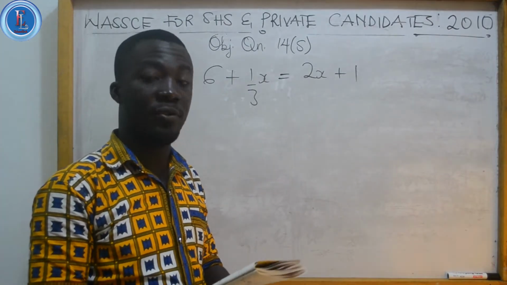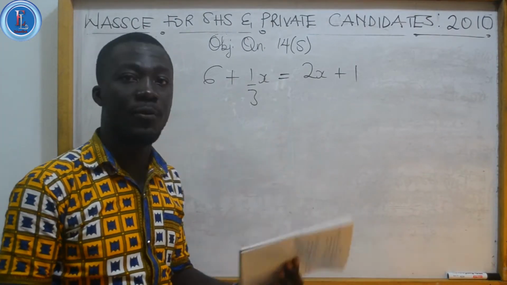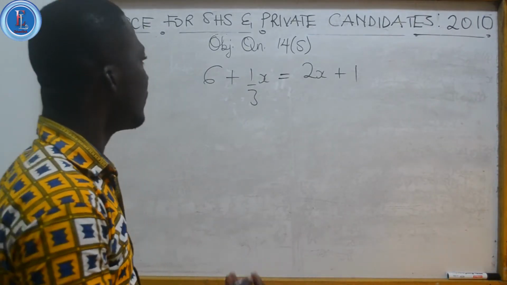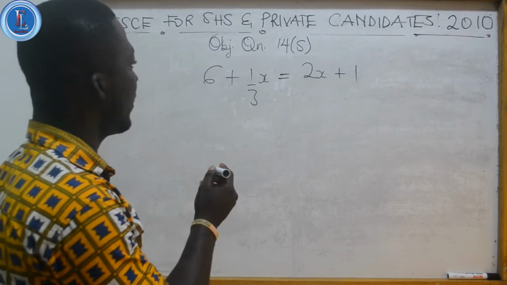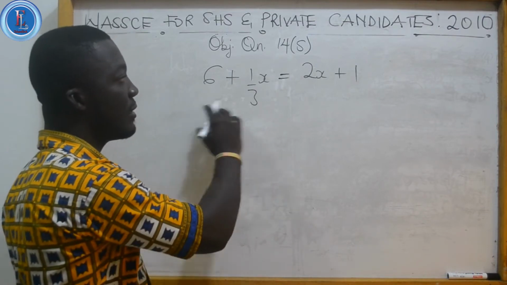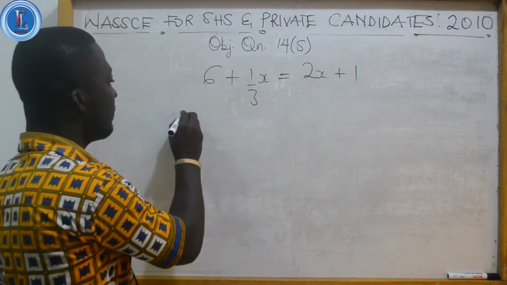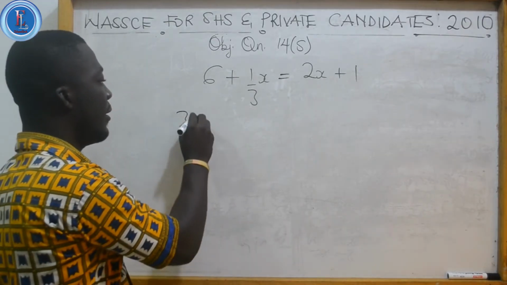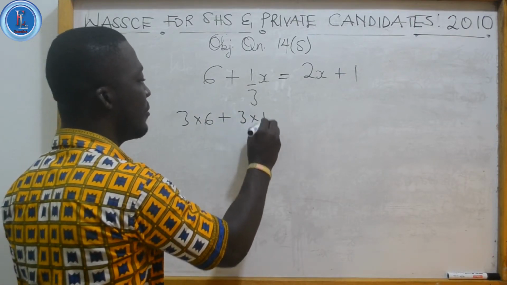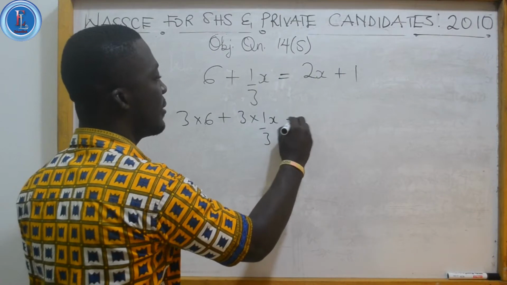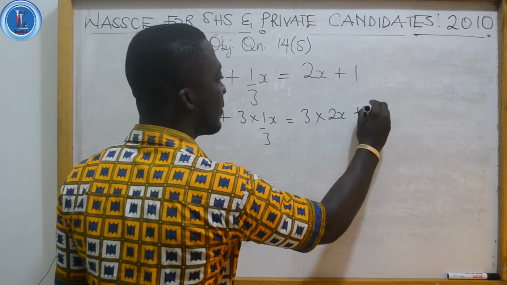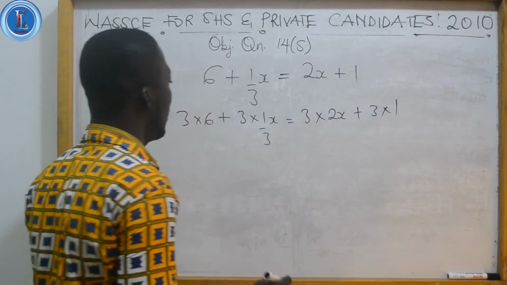Now we have been able to write our statement in an equation. We can now continue to solve for our answer. In this, we can find the least common denominator amongst the 4 terms we have here. When we look at it, it is 3. So multiply the least common denominator, which is 3, by each of the terms. So 3 times 6 plus 3 times 1/3 of x is equal to 3 times 2x plus 3 times 1.